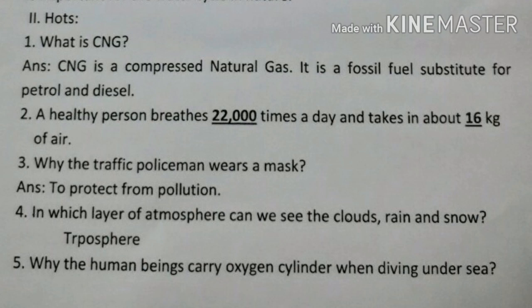Number fourth one, in which layer of the atmosphere can we see the clouds, rain and snow? So we discussed many layers, no children, exosphere, troposphere, stratosphere. The first layer is troposphere. So in that layer only we can see the clouds, rain and snow.